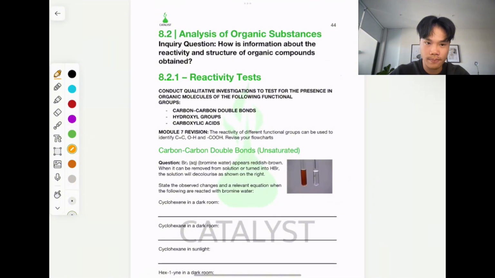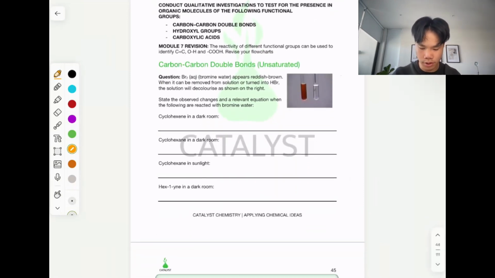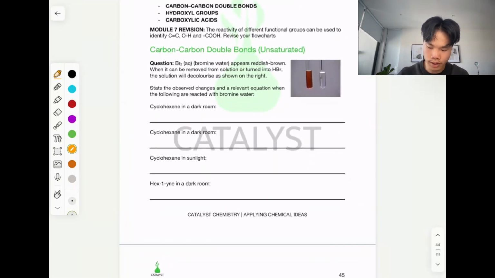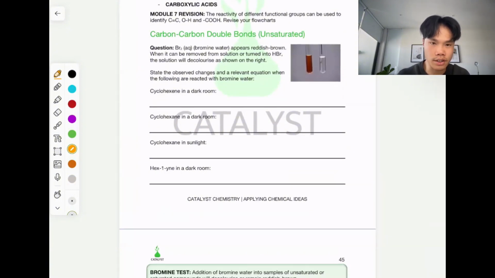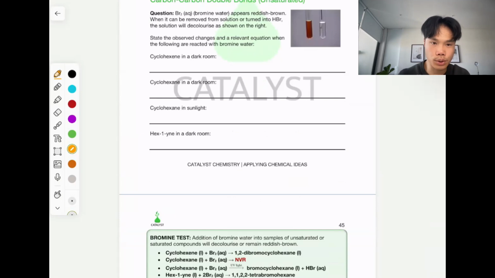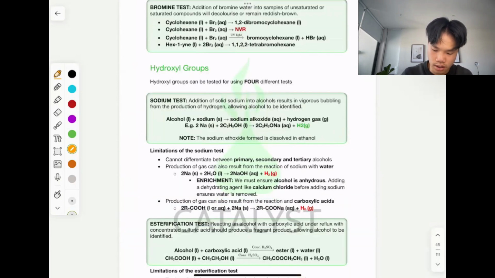Organic analysis. You have your reactivity tests: carbon-carbon double bonds, hydroxyl groups, carboxylic acids. Basically for your double bonds, bromine water test. If it's saturated, it'll decolorize. If it's unsaturated, it won't. Make sure you do it in a dark room though, because an alkane in sunlight will still decolorize.